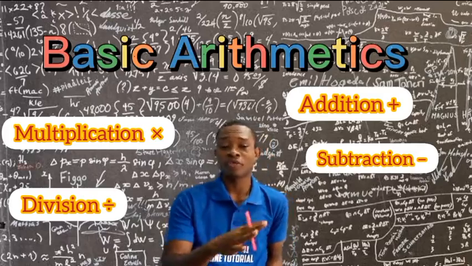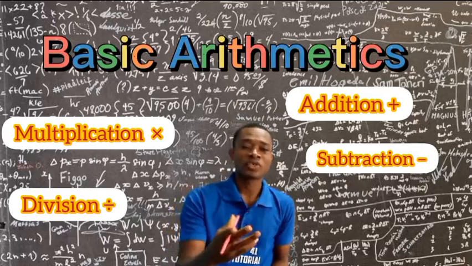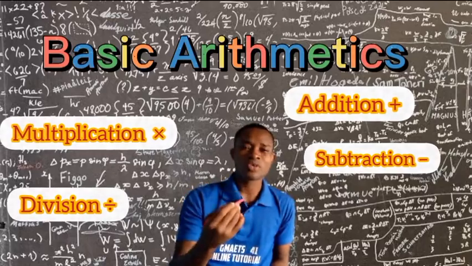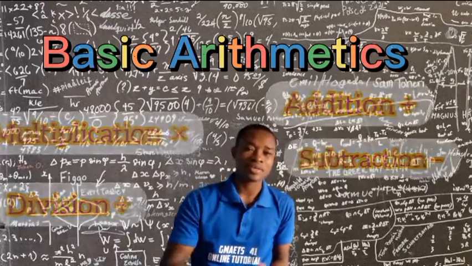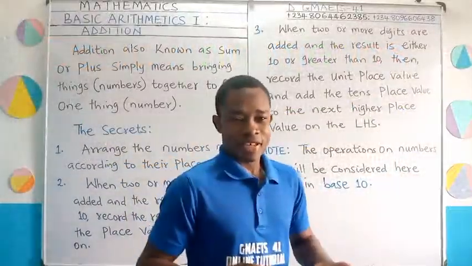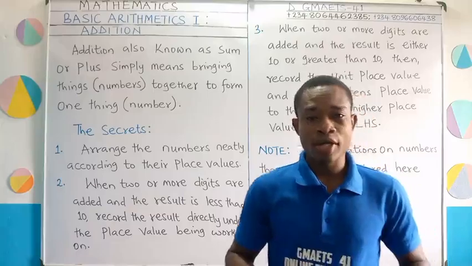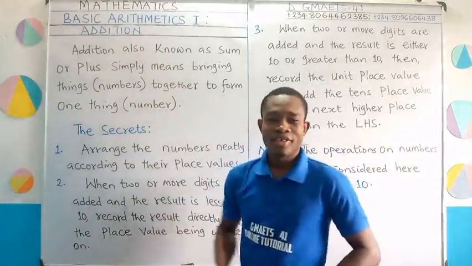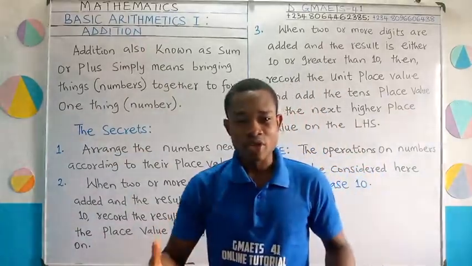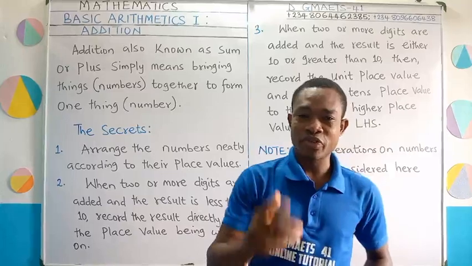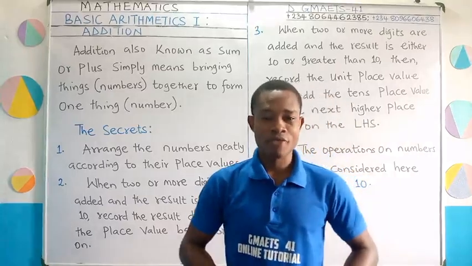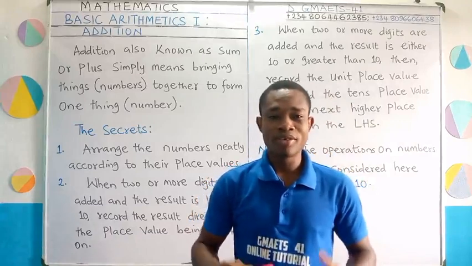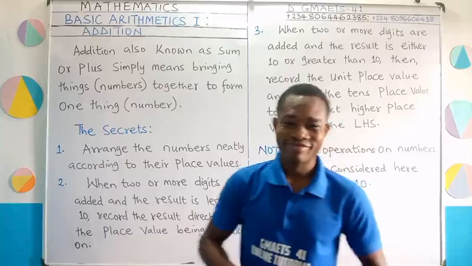Yeah, we have other forms of operations like squares and square roots. We're going to discuss those in subsequent classes. In this class, I'll be taking you through part 1 of basic arithmetics, addition. As we move on, we'll look at part 2, subtraction, then comes part 3, multiplication, and of course, we'll conclude with part 4, which will be division of numbers.